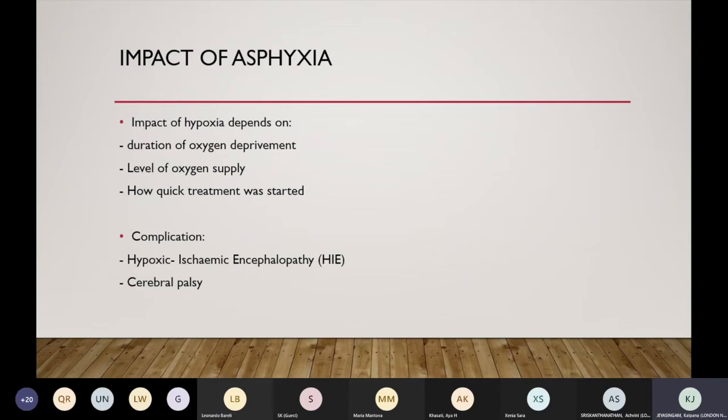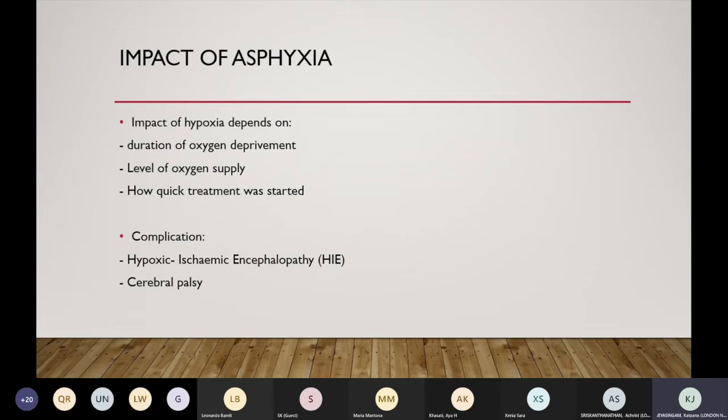The reason being is that during those few minutes the baby was disrupted from getting oxygen, it might be that the baby did not get any oxygen, whereas the baby that has not been getting oxygen for 30 minutes might still be getting oxygen, but just not an adequate amount. So the level of oxygen, the duration and how quickly you responded all have an impact on how well the baby does. And one of the most worrying complications with lack of oxygen going to the brain and the muscles is something called hypoxic ischemic encephalopathy.